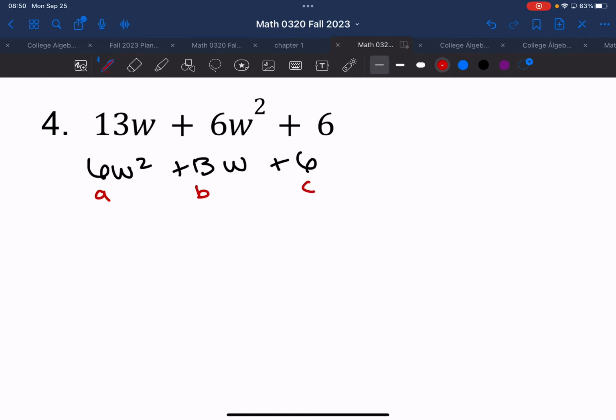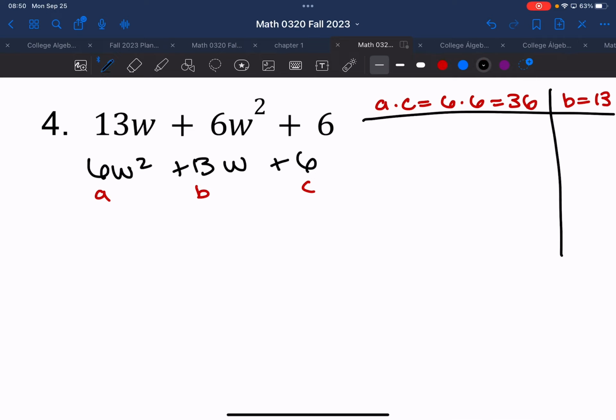So I'm just going to go ahead and start my A times C. So A times C is 6 times 6, which is 36. And then my B value is 13. So I need factors of 36. So what two numbers multiply to 36?